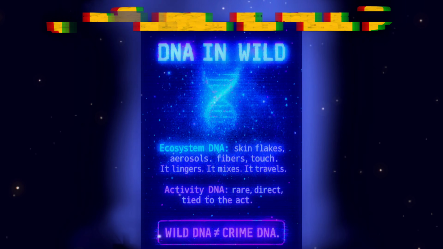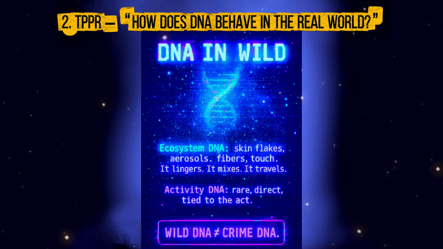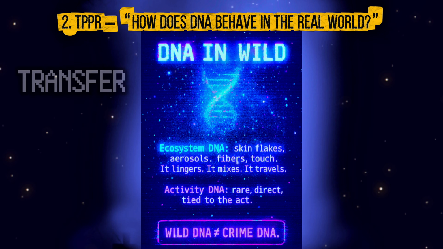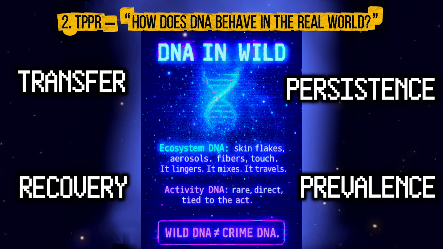Number 2, TPPR. How does DNA behave in the real world? Transfer, persistence, prevalence, recovery are the parts that answer. How easily does this DNA move? How long does it stick around? How common is background DNA like this? How likely is it we'd detect it under these conditions? How does it behave on this surface or that surface?